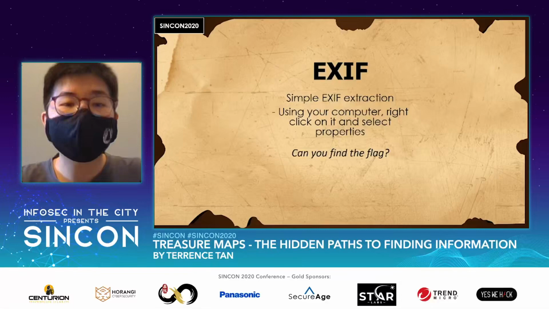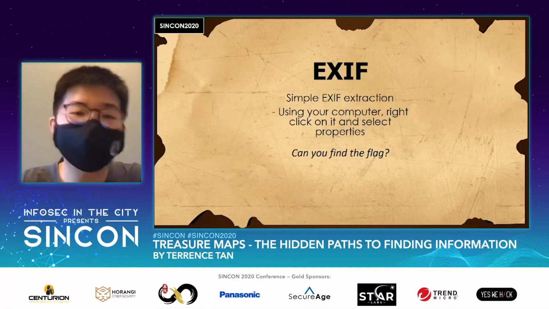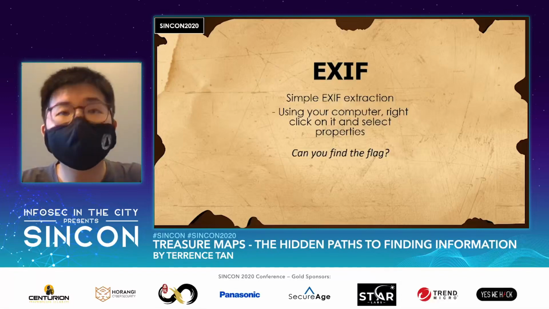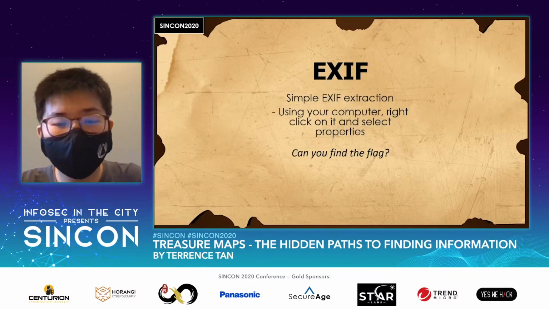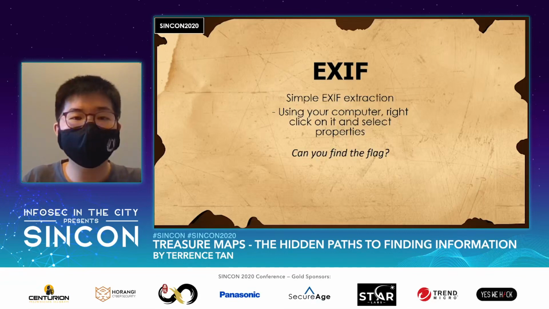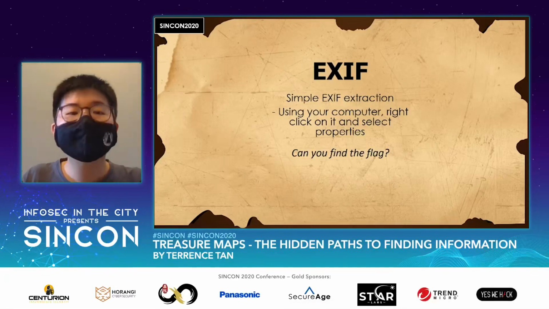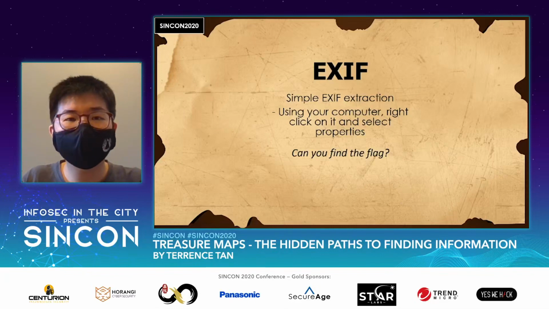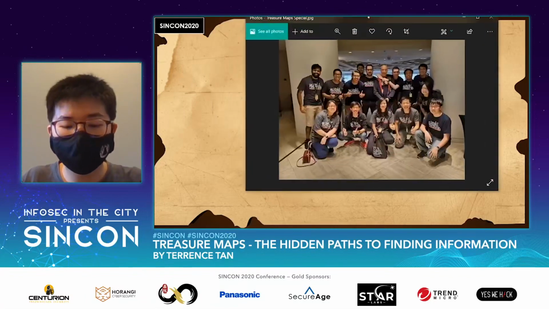So this is actually a simple EXIF abstraction. If you have downloaded the pre-workshop material, which is basically the image file, you should see the image file with the name Treasure Map Special. Yep, this map is actually very special. I've embedded extra information inside this image itself. Here we go, here's the image.